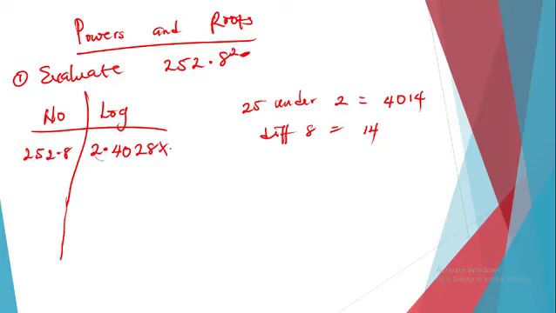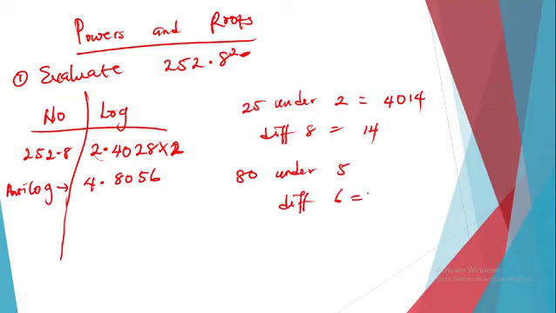Okay, now the power here means what? Everything you obtained here times 2. Do we understand? When we have power here, it means everything you have here multiplied by the value of the power. So the power here is 2, so we obtained 2.4028, so it should be 2.4028 times 2. And when you do that, you obtain 4.8056. You now look for the antilog of this, and then we look for 80 under 5, difference 6. 80 under 5, what do you have? 80 under 5, difference 6. Okay, that's very much correct.